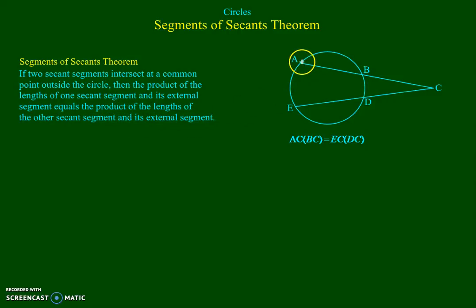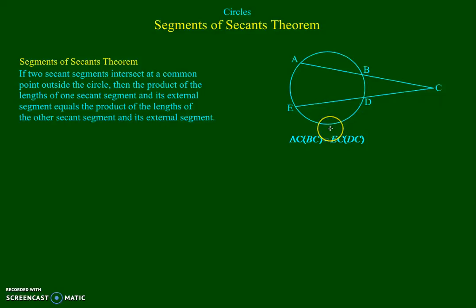Let's look at it a little more visually here. It's stating that the length of the entire secant segment times the length of its external segment, AC times BC, equals the length of the entire other secant segment, EC, and its external segment, DC. So the entire secant segment times its external piece equals the entire secant segment times its external piece. And that's all the theorem states.